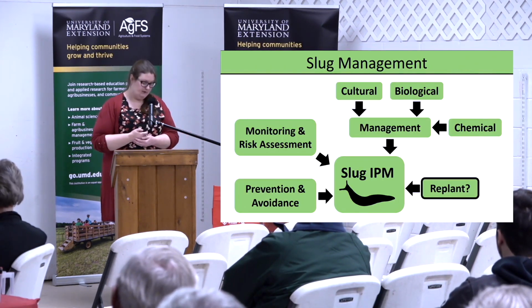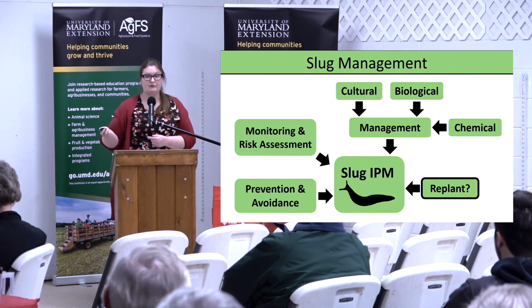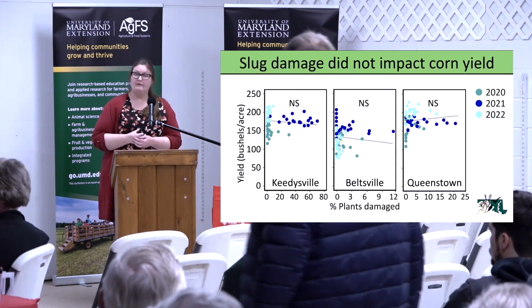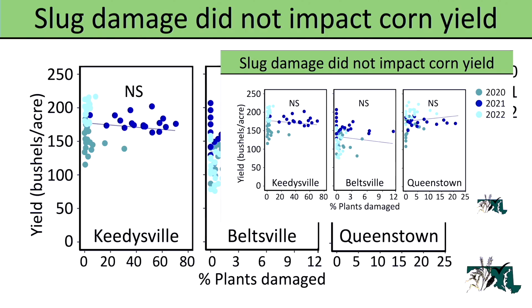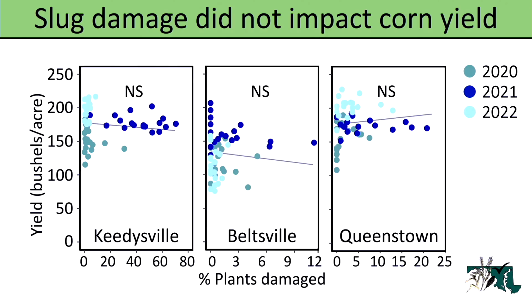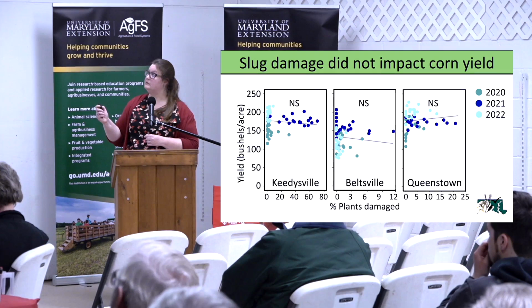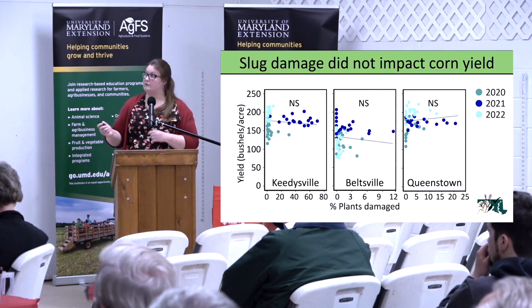So finally, we get to, if you had stand loss, what are you going to do about it? And this is one of the things about slugs that I think also is a little bit understudied. So across Maria's study, this is the yield in bushels per acre on the y-axis, and this is the percent of the plants that were damaged by slugs on the x-axis across the 3 farms and the 3 years in different colors.